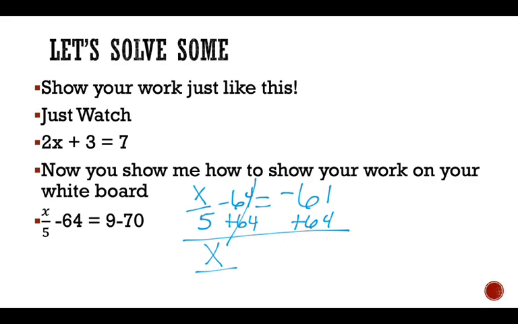X over 5 equals, what is negative 61 plus 64? 3. Yes, right. 3. Okay, now, I was right. We're going to stop right there.